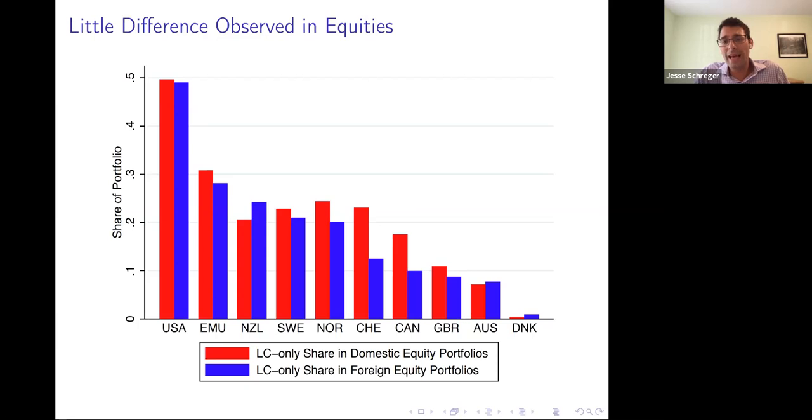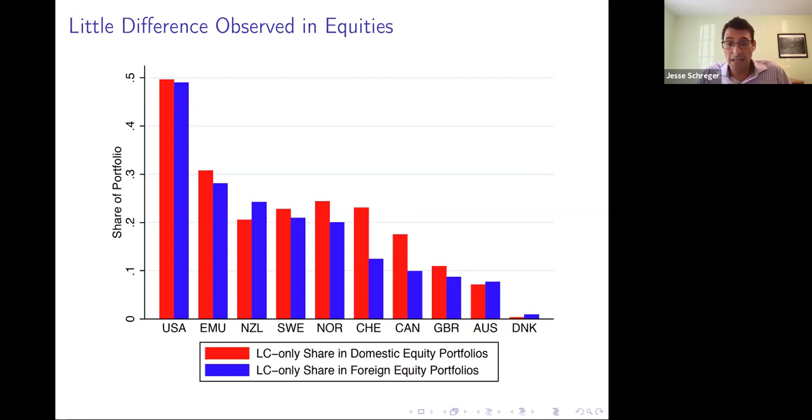And so the way we want to get at that is to say, well, if there's something different about the local currency only borrowers that makes them less appealing to foreign investors, maybe when we look at whether domestic or foreigners invest in these firms in terms of their equity, maybe we'll see a big difference there. And so here you can think of this as almost a placebo test of, do we see firms that borrow only in the local currency getting a different share, a different weight in the domestic and foreign portfolio? And remarkably, the answer is no.